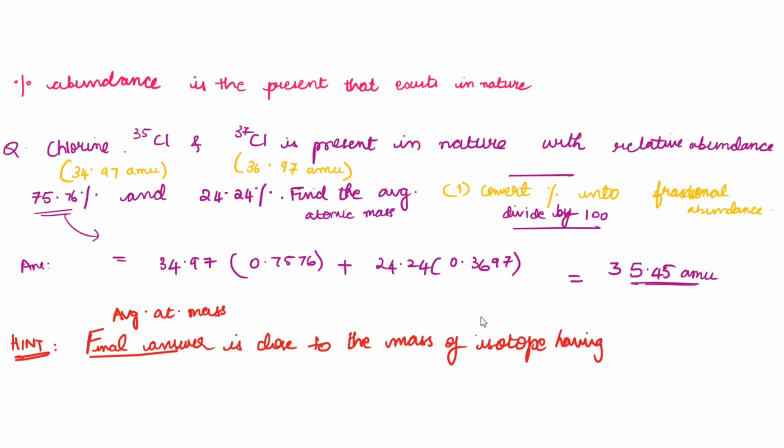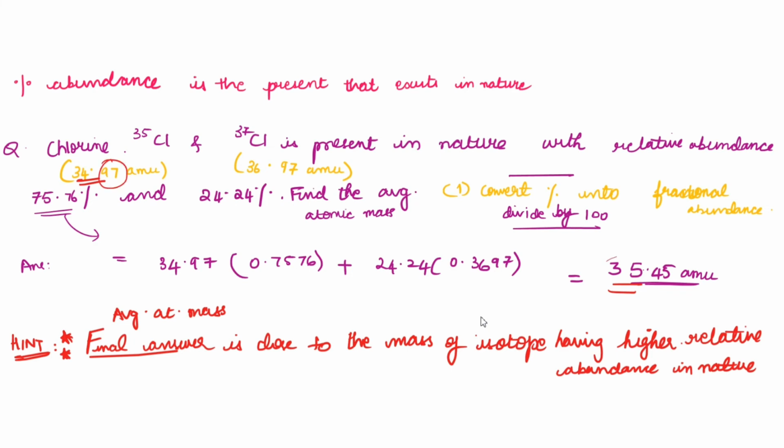So look at this question. The higher percentage, 75.76, is much higher than 24.24 percent. So 35Cl is present in a higher relative abundance than the other isotope. So the average atomic mass will be closer to the mass of the isotope having higher relative abundance in nature. So the mass will be closer to 34.97.